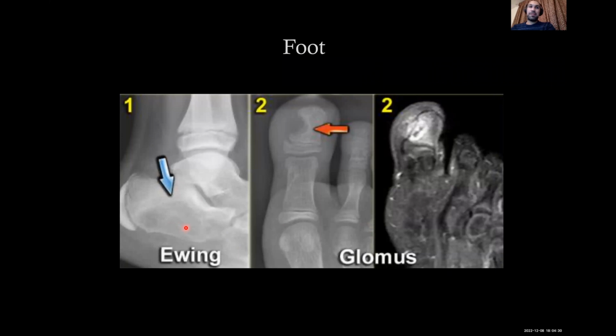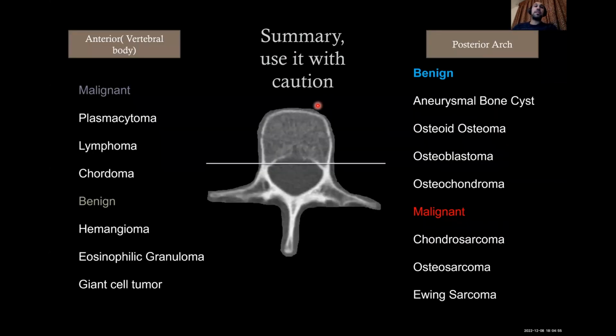Ewing's, but this is not so obvious. This is a bit odd. I do need MRI to call it Ewing's. And this is glomus tumor. Glomus tumor involves the nails, the distal phalanx, a very vascular tumor, low T1, very high in T2, and intense enhancement. And the history is very important. It's very painful. Glomus is very painful. Okay.